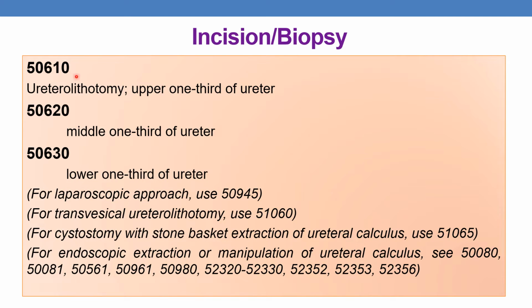The next CPT is 50610, ureterolithotomy, upper 1/3 of ureter. The next is 50620, ureterolithotomy, middle 1/3 of the ureter. The next is 50630, ureterolithotomy, lower 1/3 of the ureter. And for laparoscopic approach, you need to refer 50945. And for transvesical ureterolithotomy, you need to use 51060. And for cystotomy with stone basket extraction of ureteral calculus, the CPT is 51065.